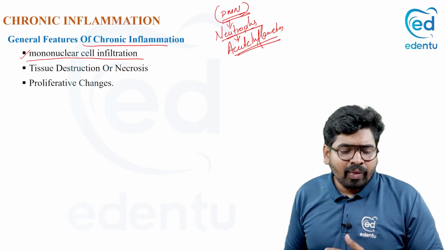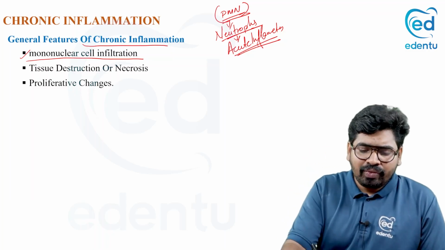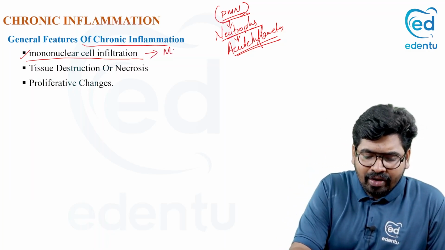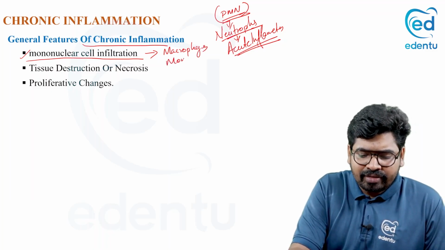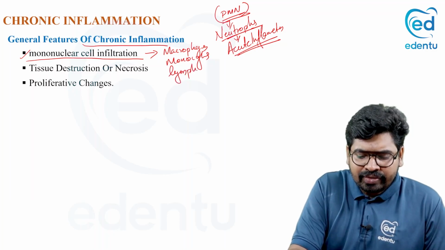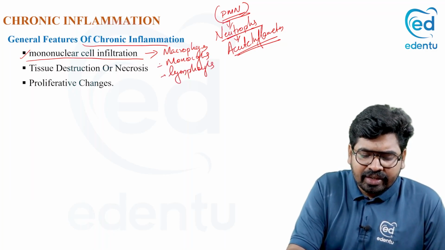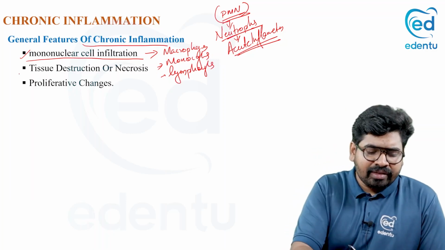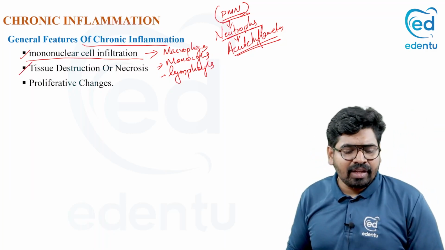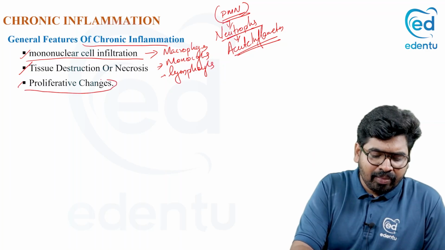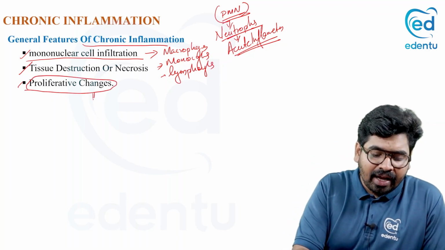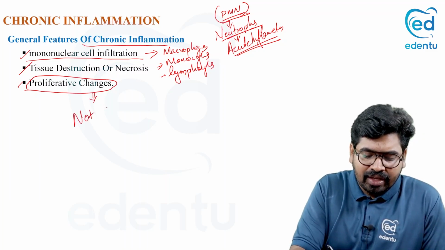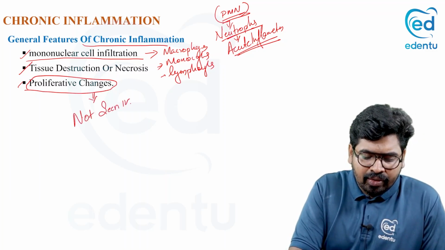Okay, here in mononuclear infiltration, what are the mononuclear cells? Your monocytes, your lymphocytes. Mostly you see the cells with a single nucleus. Okay, now tissue destruction or necrosis can be seen, and there is another thing called proliferative changes, which is not seen in acute inflammation.